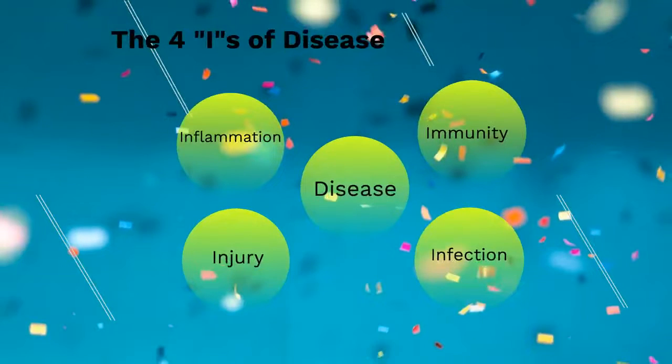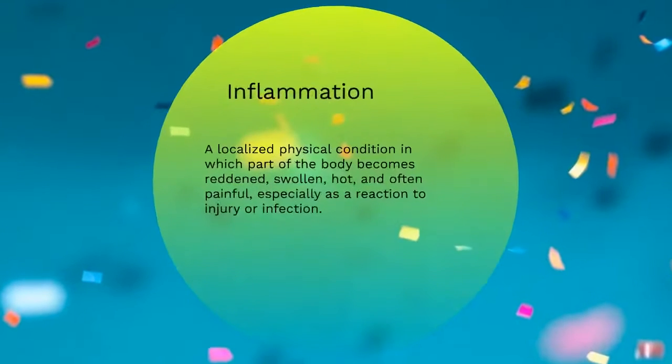All right, so let's look at inflammation. It's a localized physical condition in which part of the body becomes reddened, swollen, hot, and often painful, especially as a reaction to injury or infection. So think about when your body goes into a state of inflammation. Maybe you have fractured your arm or injured your leg. Something has caused that cascade of events to occur where chemical mediators are released and that area becomes inflamed.